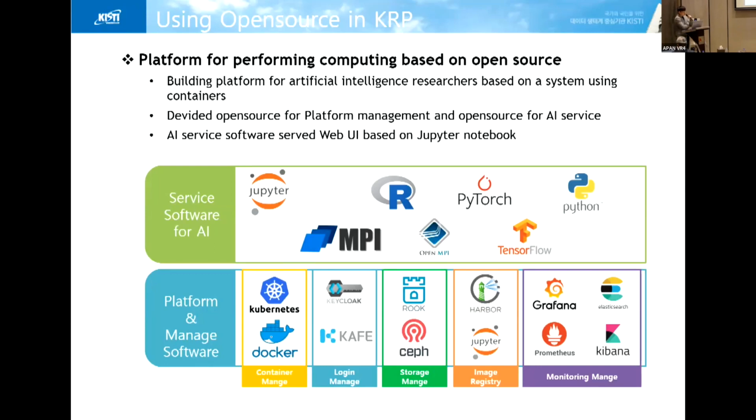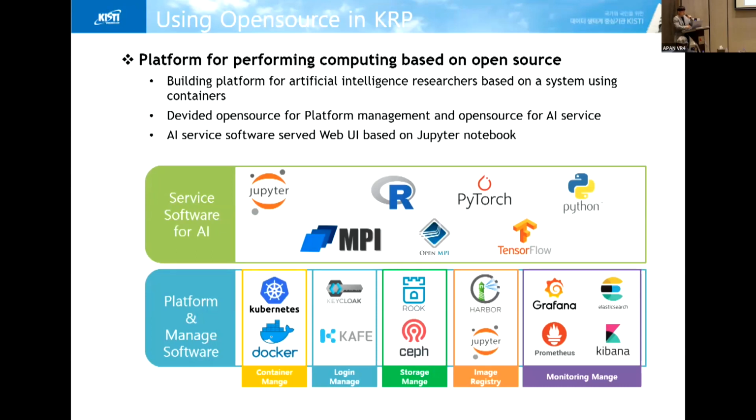For the user login system, the ID federation system CAFE, developed by KIST, is used, and CAFE login users are authenticated using Keycloak. System monitoring uses Prometheus and Grafana, and the server logs and errors use Elasticsearch and Kibana. Users perform AI tasks or programming using R, MPI, PyTorch, TensorFlow, Python, and so on.